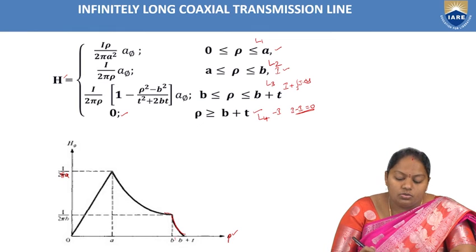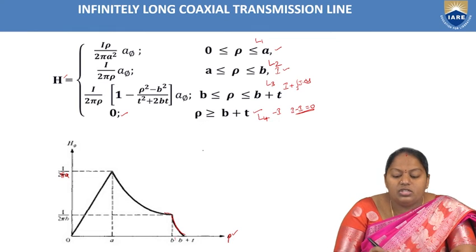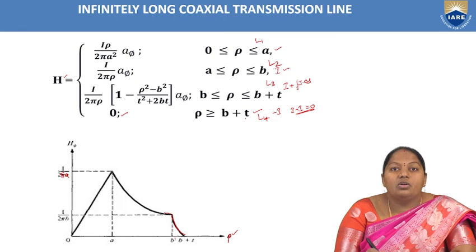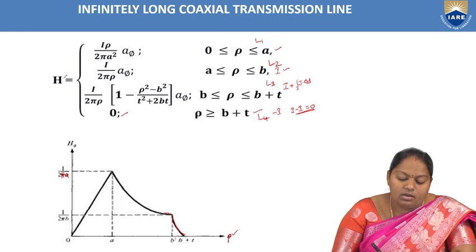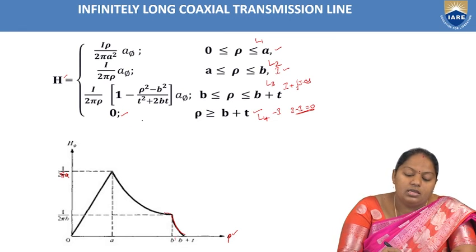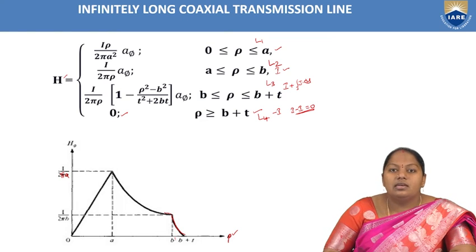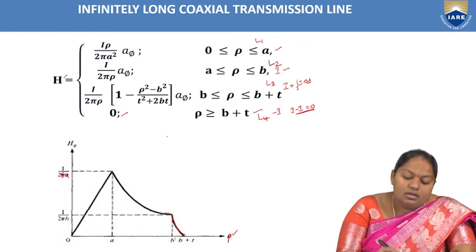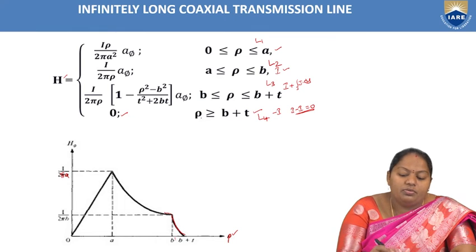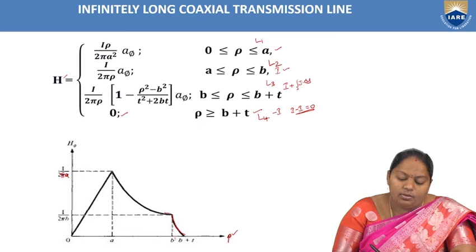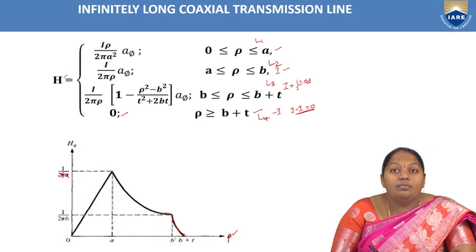Again, if we compare a to b with b to b plus t, it will be less. And if you consider the fourth condition, rho greater than or equal to b plus t, it will be equal to 0. Why? Because here the total net current enclosed by the path L4 is 0. Hence, the H component for the fourth condition is 0. Hence, at b plus t it will be almost equal to 0, and beyond that, the field won't exist.